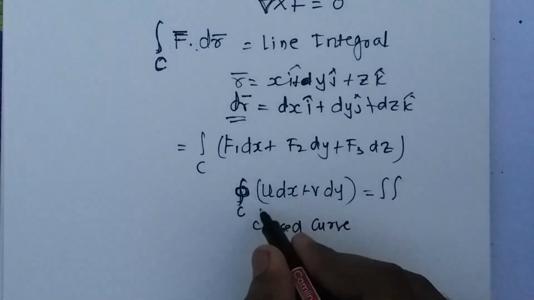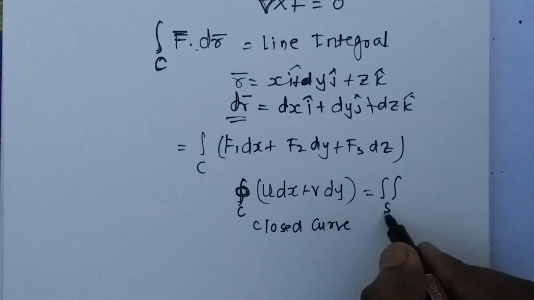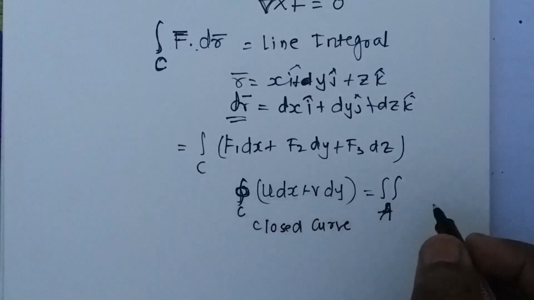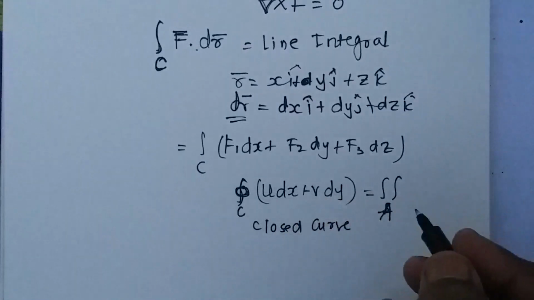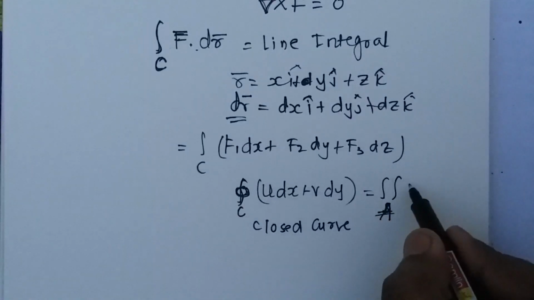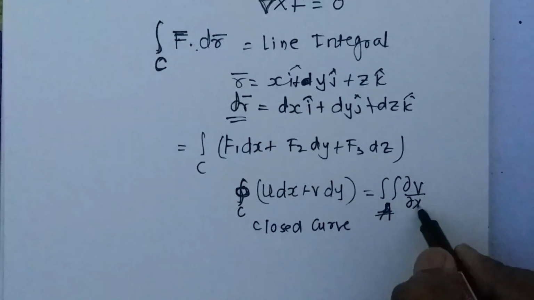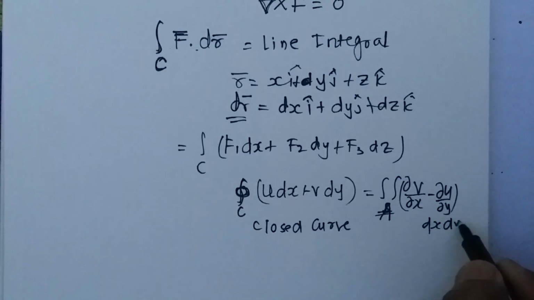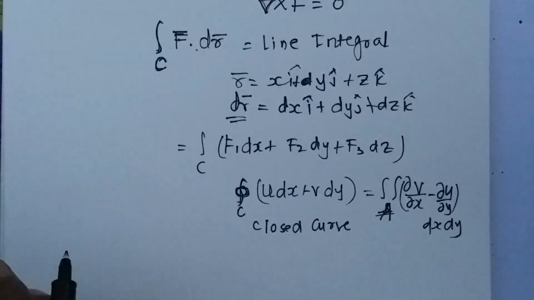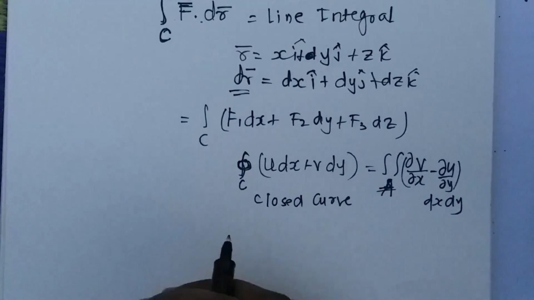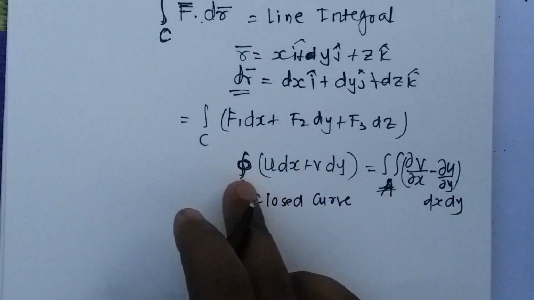This line integral equals the double integral over the area enclosed by that curve. Definitely as this is a closed curve, it will enclose some area, and over that area we calculate this double integral of del v by del x minus del u by del y dx dy. This is the statement of Green's theorem. So we are going to calculate this double integral in Green's theorem, which is again related to line integrals.